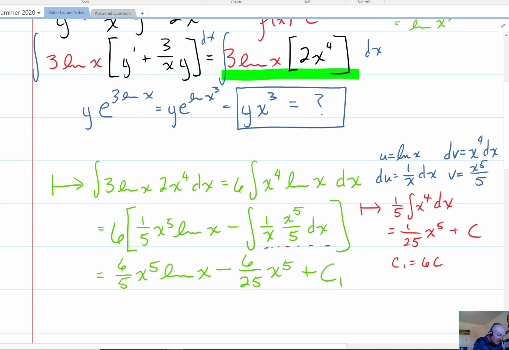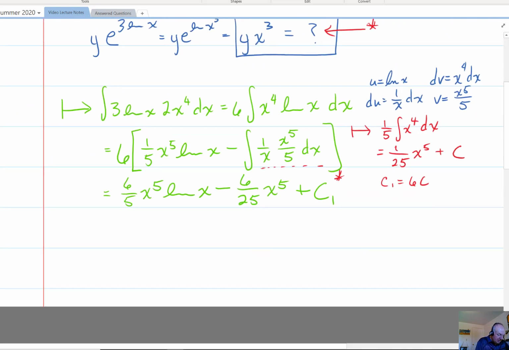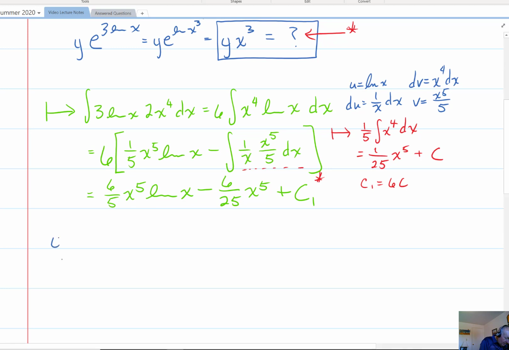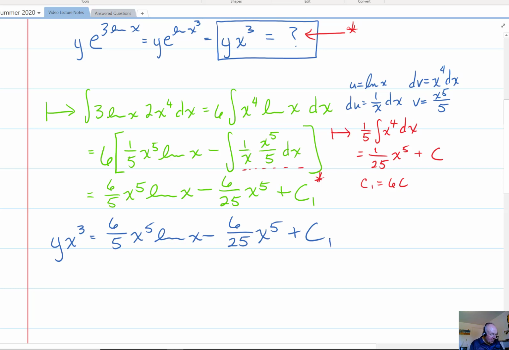So that's the right hand side. That's the thing that goes right here. All right, so that goes right there. And now we are solved, with the exception of some cleaning up, right? Some simplification. And by simplification I mean I just want, if I can, to solve for y, and I can in this case just divide everything by x cubed.